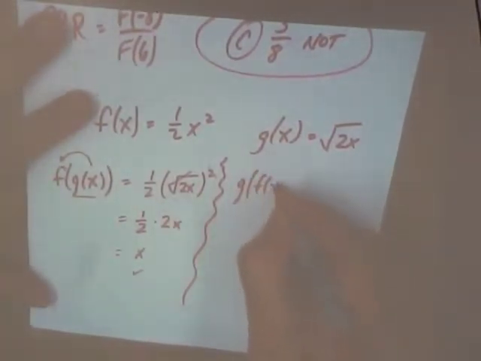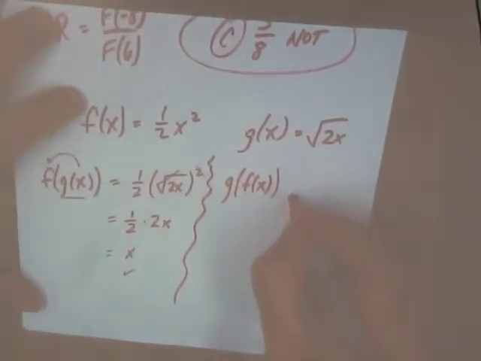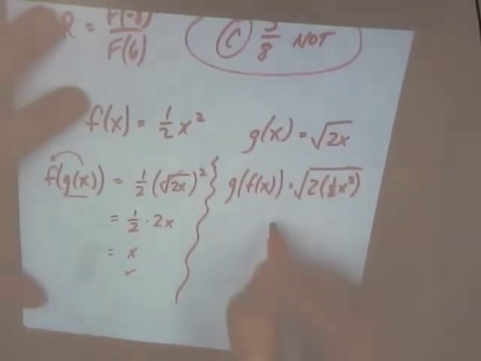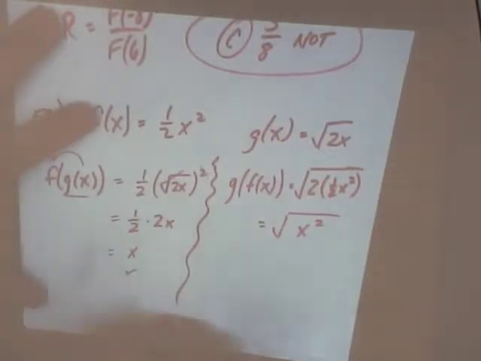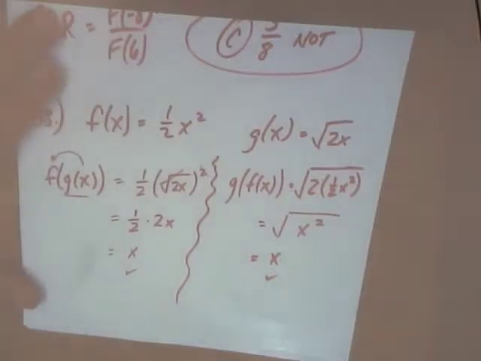G of f of x. So it'll be the square root of 2 times 1/2 x squared. Two times 1/2 is 1. Square root of x squared is x. They both work. So they are inverses of each other. So the answer is C.